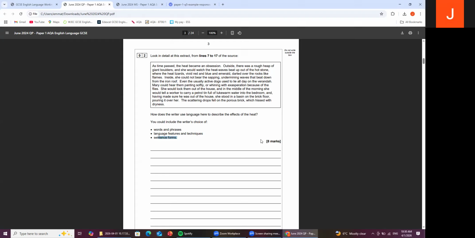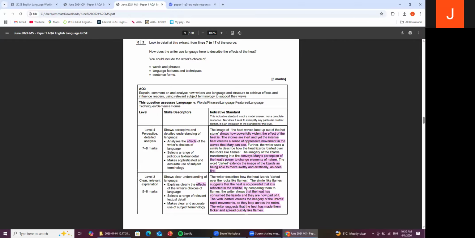Okay. 8 marks, 8 to 10 minutes on this question. What I will show you is the mark scheme for this. So this is assessing AO2, so to explain, comment on, and analyze how writers use language and structure to achieve effects and influence readers using relevant subject terminologies to support their views. So for this question, for question two, we're focused on the language. We're not necessarily focusing on structure just yet.